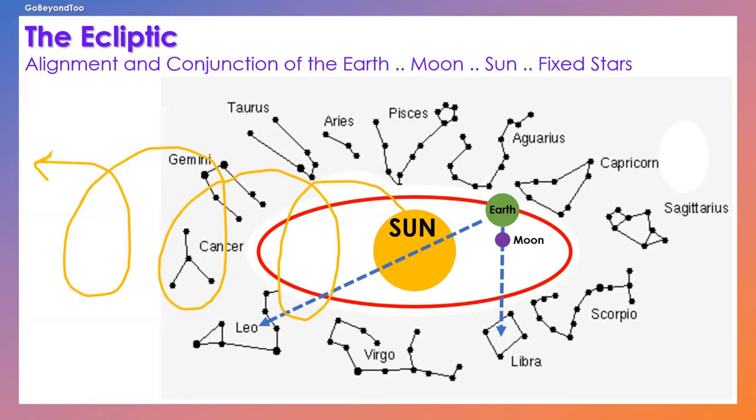This diagram shows the alignment and conjunction of the Earth, Moon, Sun, and the fixed stars. As we all know, we have the 12 zodiac signs, starting with Aries, Taurus, Gemini, Cancer, Leo, Virgo, Libra, Scorpio, Sagittarius, Capricorn, Aquarius, and Pisces. And these are the constellations of the fixed stars. Of course, the fixed stars are not fixed, but they appear to be fixed for a person on planet Earth.